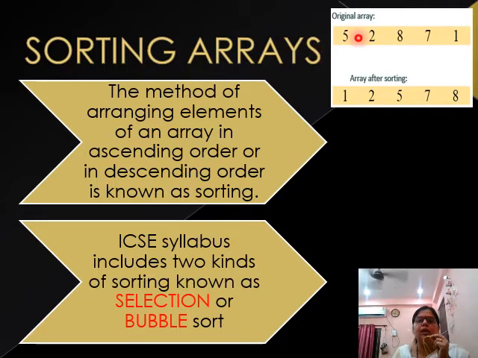See, this is the array. Suppose you have taken an array of 5, 2, 8, 7, 1. It is scattered; it is not sorted. But we will make a program, build a logic, and sort our array into ascending order: 1, 2, 5, 7, 8. As I told you previously, your ICC syllabus takes two types of sorting an array in class 10: selection sort and bubble sort. We are going to learn that.